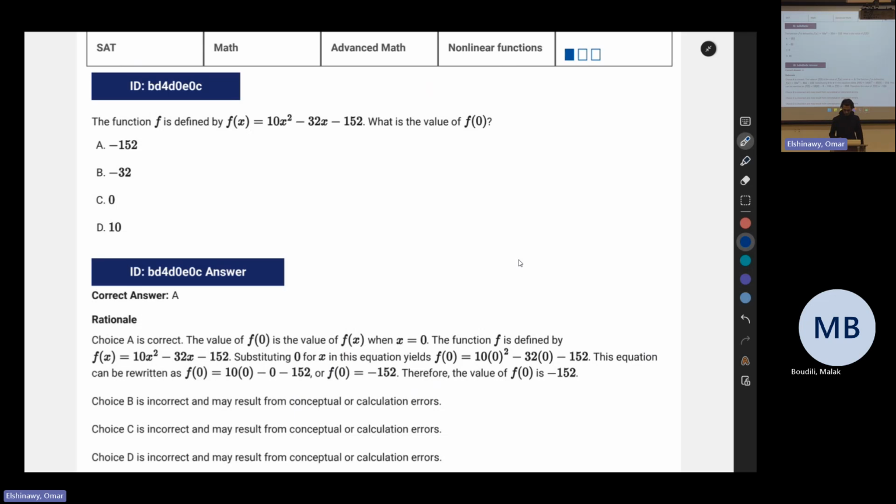I mean, this is not too difficult to see, right? You just plug in 0. So you get the y-intercept. So this is a nonlinear function, but the y-intercept is still the constant value in the function.